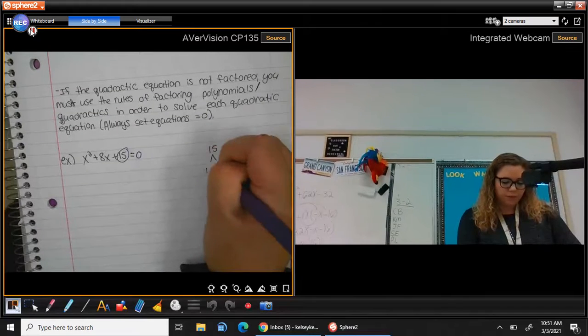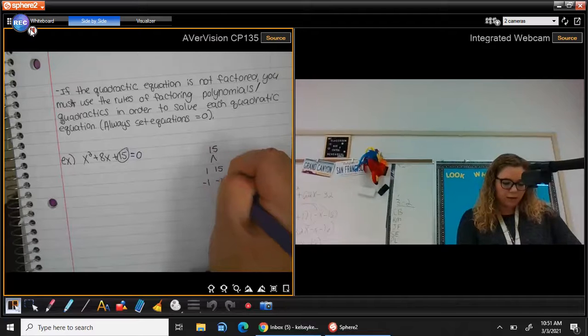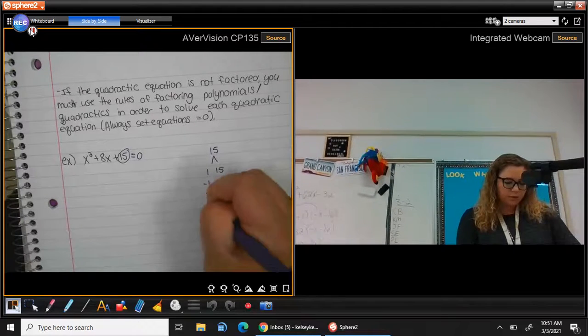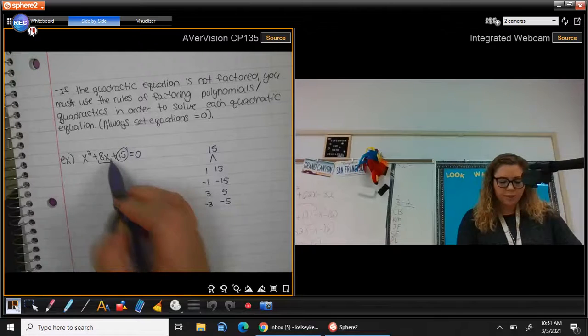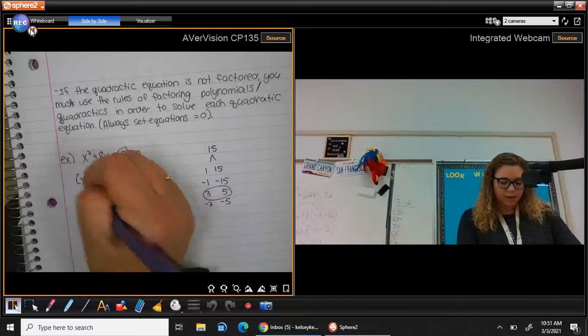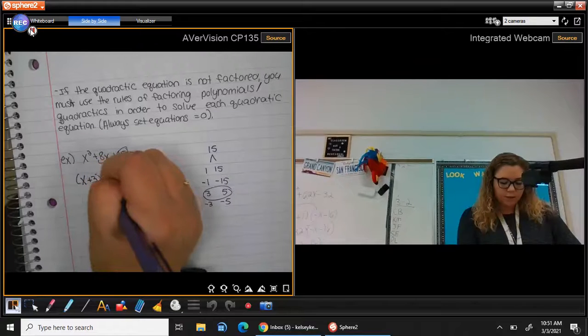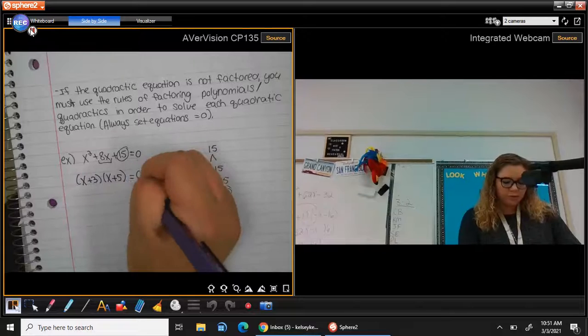I have 1 and 15. I have -1, -15. I have 3 and 5. I have -3 and -5. So which one of these add up to 8? It's going to be 3 and 5. So in my parentheses, I'm going to have x plus 3, x plus 5 equals 0.